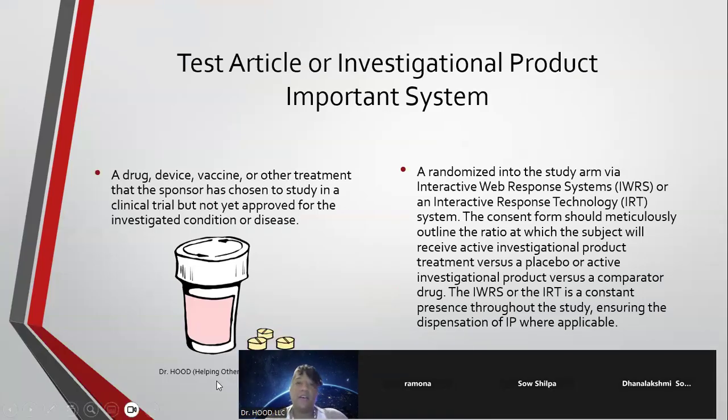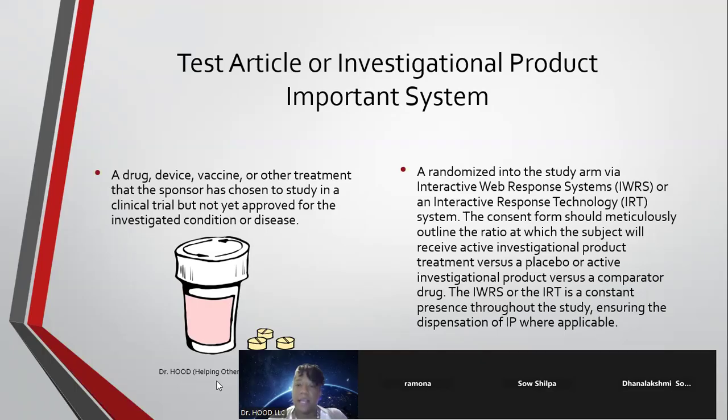Okay, so test article, and again, it can also be called investigational product, and then the important system. So, test article is a drug, device, vaccine, or other treatment that the sponsor has chosen to investigate but that has yet to be approved. This is why we do the clinical trials, self-explanatory. And a system that goes along with that product is called interactive response system or interactive response technology, IRT.